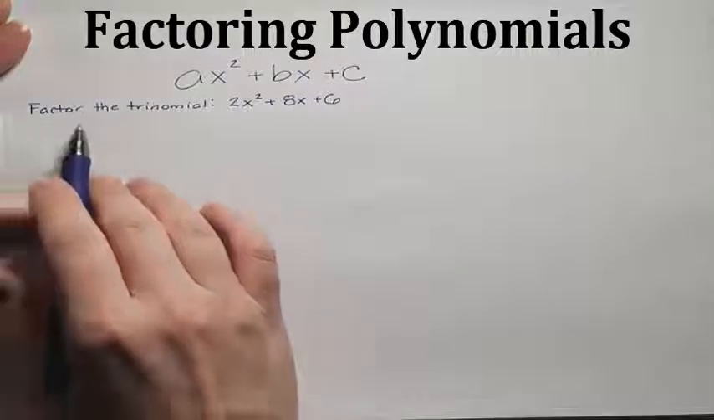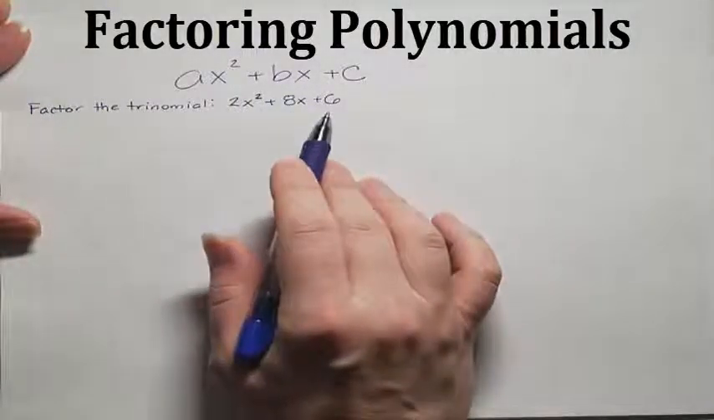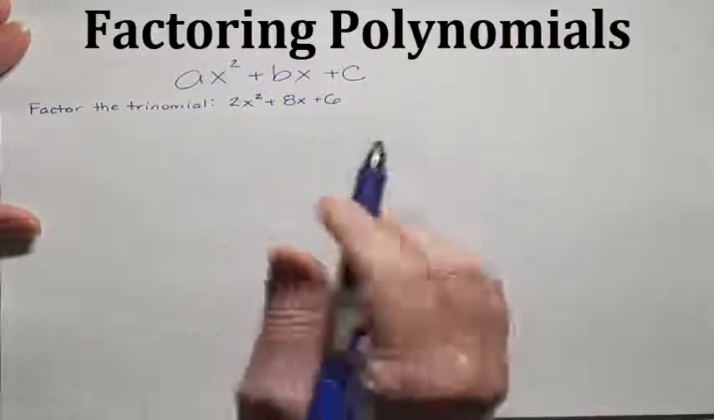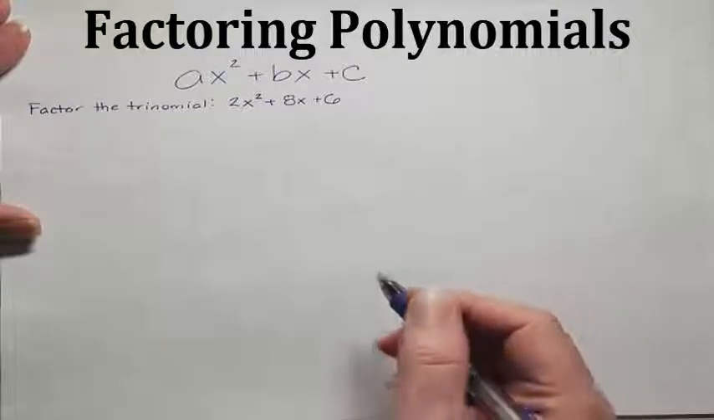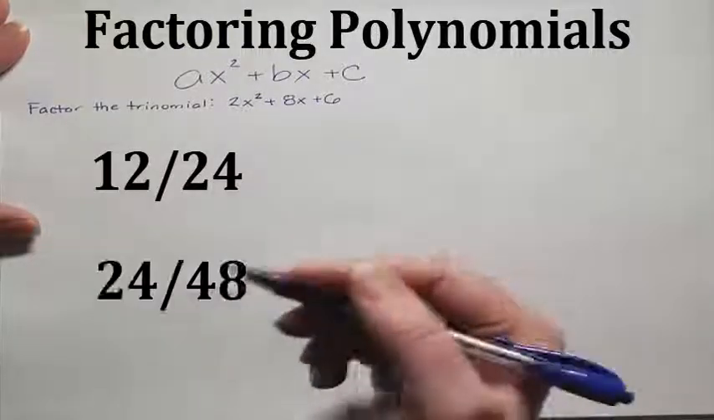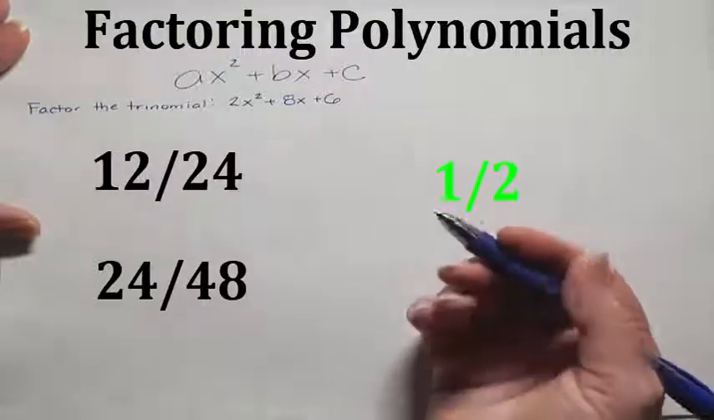So our problem is to factor this current trinomial. This is the question we're trying to solve. Can we factor this problem? Step 1. If you remember back when you did fractions, it was really hard to work with fractions like 12 over 24 or 24 over 48. Those are all the same thing as a half. It's a lot easier to work with half.